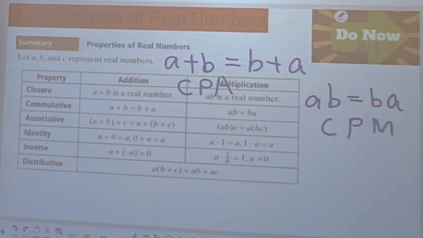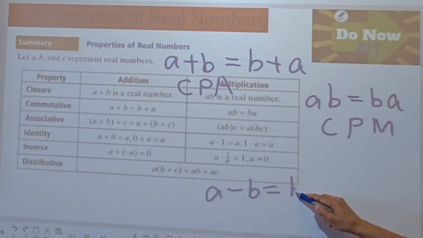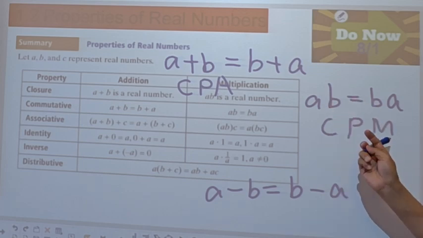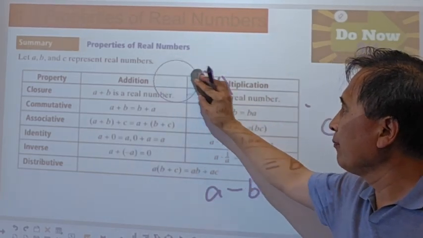Got it? But subtraction itself, does this one work or not? A minus B cannot always be B minus A, right? So the commutative property doesn't work for subtraction or division. Only the commutative property works for addition and multiplication. So CPA, CPM. Okay? Got it? So that's the commutative property.